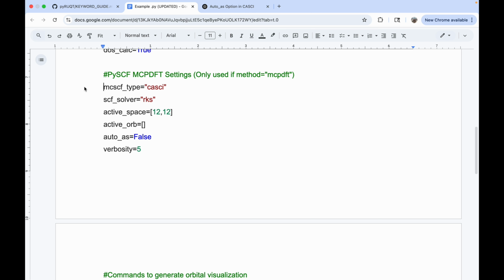The next thing is the SCF solver, which is the self-consistent field method that you are using in your calculation.